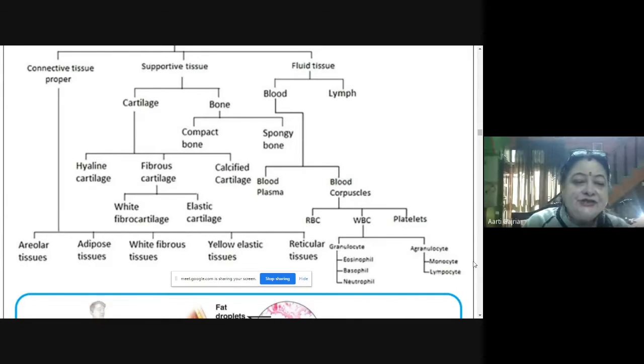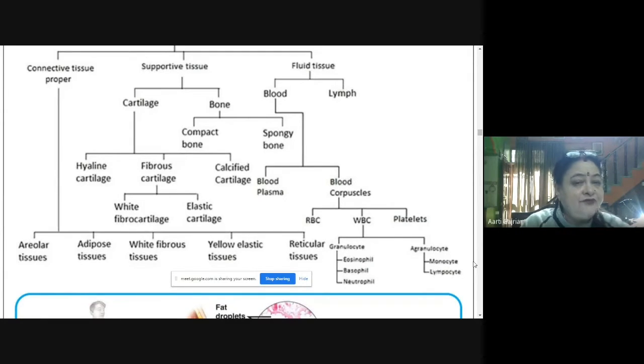Then if we see the supportive tissue, there is cartilage and there is bone. In cartilage, depending on what type of fibers are present, what type of material the matrix is, it can be divided into hyaline cartilage, fibrous cartilage, and calcific cartilage. Bone is the hard type of connective tissue, and bone can be divided into compact and spongy bone.